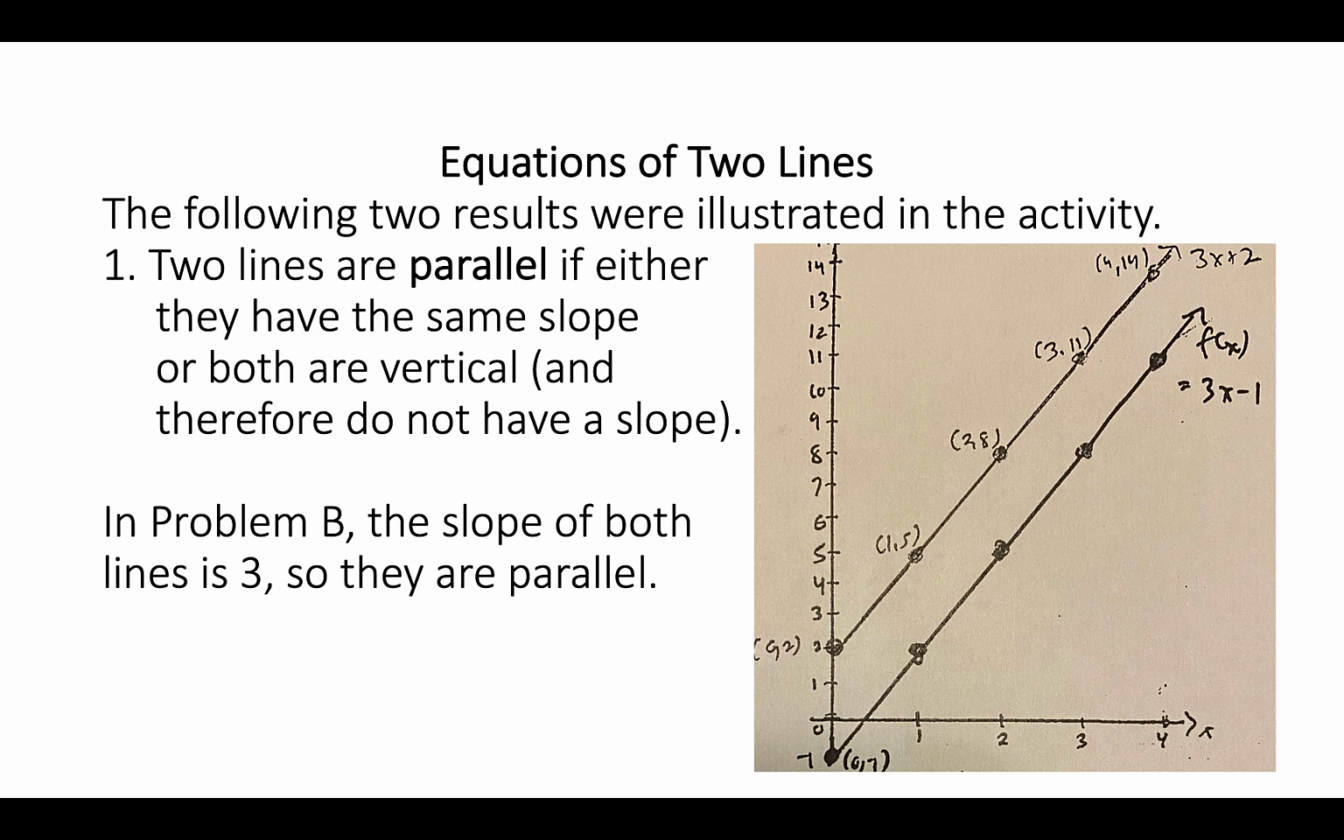The following 2 results were illustrated in the activity. First, 2 lines are parallel if either they have the same slope or both are vertical, in which case they do not have a slope. In problem B, the slope of both lines is 3, so they are parallel lines.